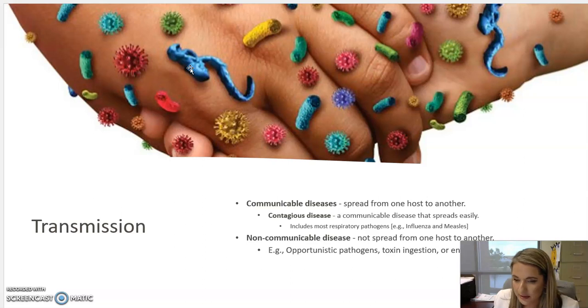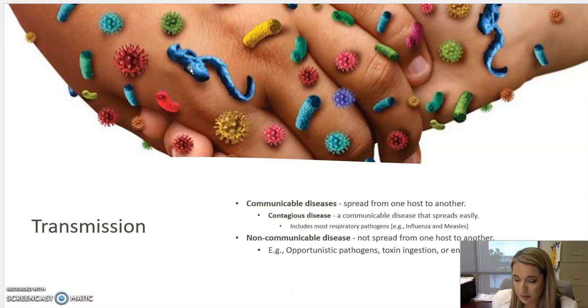So as far as diseases, we can categorize them in different ways. A lot of the diseases that we talk about in our course are communicable diseases, communicable meaning they can be spread from one host to another. We do need to be able to differentiate a contagious disease from a communicable disease, because a contagious disease is a communicable disease. It is a disease that is transmitted from person to person. However, it is transmitted very easily from person to person. So the key word there is easily.